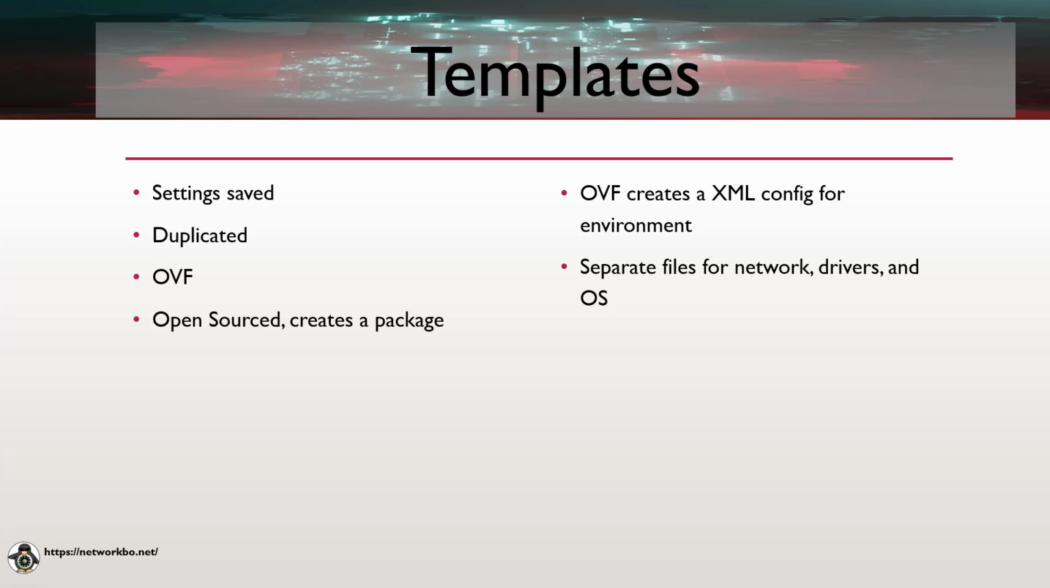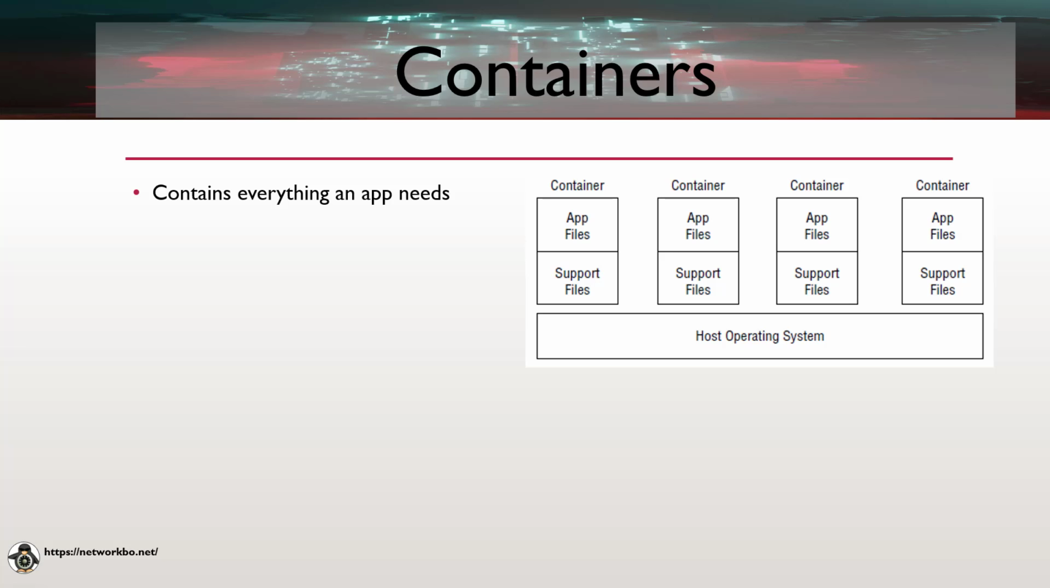OVF templates are hard to distribute. The solution to this is Open Virtualization Appliance, OVA format. OVA bundles all the OVF files into a single tar file for easy distribution. While a virtual machine is a great way to spin up multiple servers in a server environment, they are clunky for working with and distributing applications. The solution to this is containers.